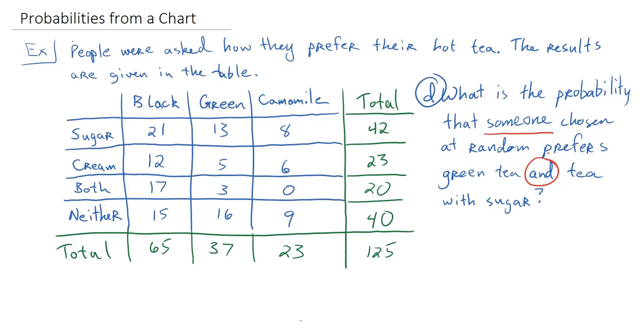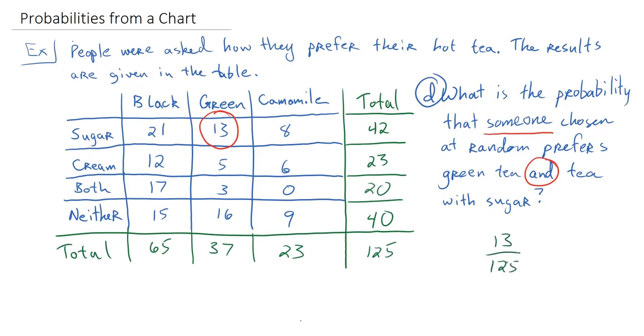Well, if they prefer green tea and tea with sugar, and is a limiting number. So we need to get a person that prefers green tea and tea with sugar, and so that's just going to be our 13 here. There are 13 people who were asked that prefer green tea and tea with sugar. So that's just going to be 13 over 125.